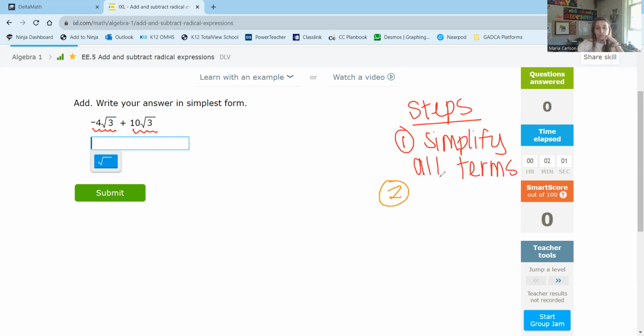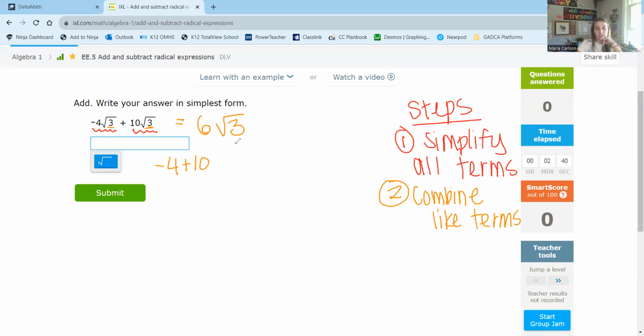Next thing I am going to do is combine like terms. Like terms are terms that have the same number underneath the radical. I noticed that I have a 3 and a 3 underneath these radicals, so these can combine. When I combine like terms, we really just add or subtract the coefficients, the numbers in front. So I'm going to add -4 plus 10. -4 plus 10 is 6, so we have 6 square root of 3.